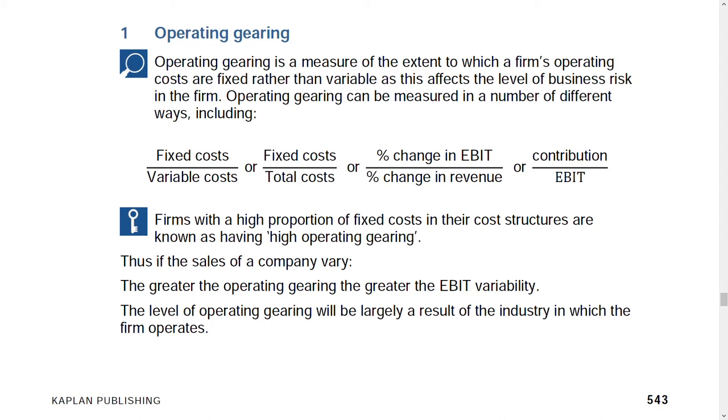High proportion of fixed costs in their cost structure. Thus, if the sales of the company change, what happens? The greater the operating gearing, the greater the EBIT variability. Earnings before interest and tax.